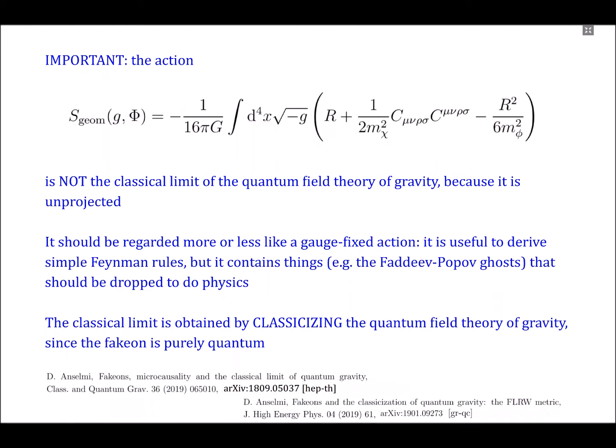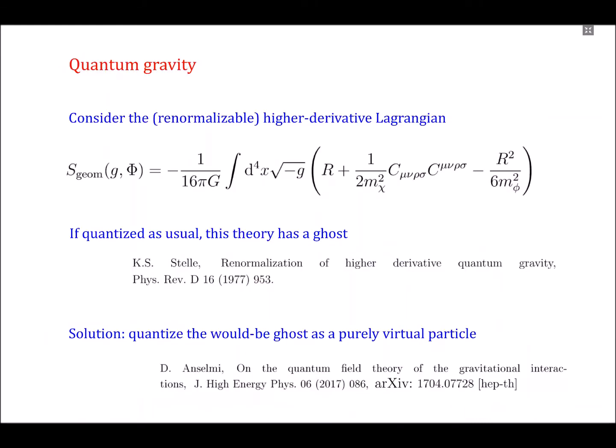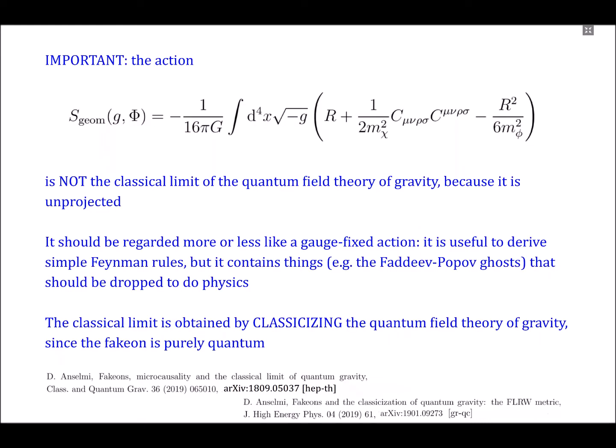There is one caveat. The important thing is that this action I'm writing is not the classical action. It's the classical action in the same way as a gauge-fixed action with Faddeev-Popov ghosts is a classical action. That's not a classical action. That's just the classical action you use for the Feynman rules. So in the same sense, you have to interpret this classical, so to speak, action.